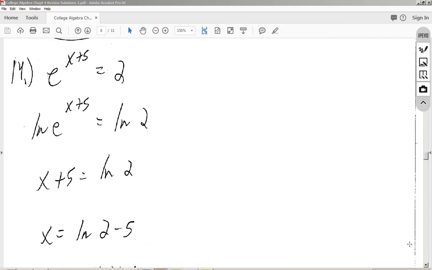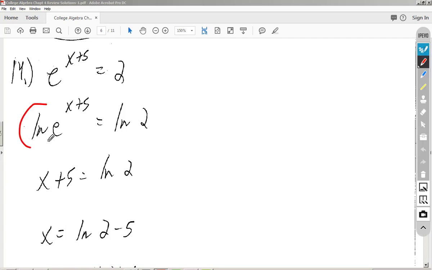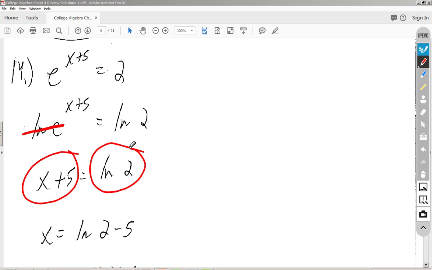Okay, on problem number 14, it wants us to solve the exponential equation. So you notice we got e to the x plus 5 all equals 2. So remember we need to do the opposite to solve our exponential equations. So the opposite of an e is going to be the ln. So notice I took the ln of both sides. Opposite of e is ln. Now when I do that, since they're opposites, the l and e are going to cross out. I'm just left with my x plus 5, and that's going to be equal to ln of 2.